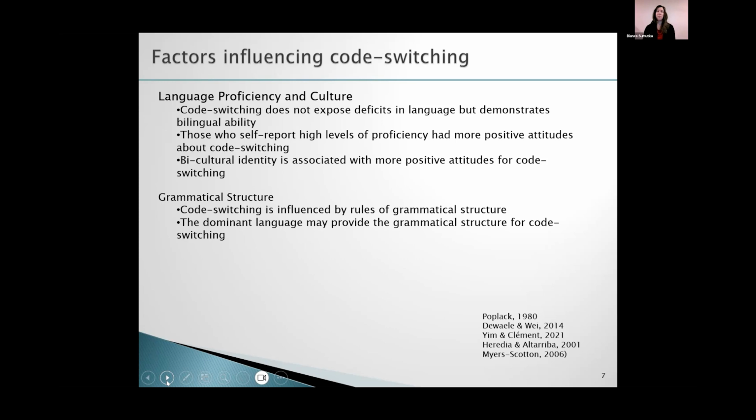When we look at how people code switch at the level of grammar, we do see that code switching is influenced by the rules of grammatical structure, and then the dominant language, or the language that people may be speaking at the time, the matrix language, may provide the grammatical structure for code switching.